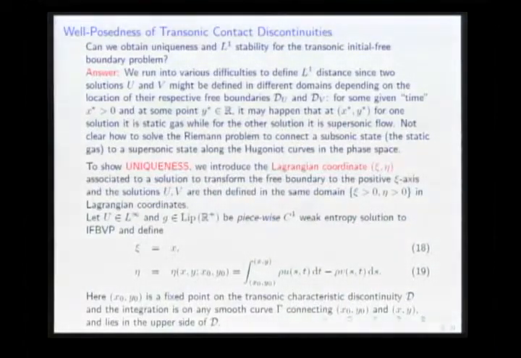So what we do is we introduce the Lagrange coordinate transformation so that the free boundary becomes a positive x-axis, and here the two solutions then become defined on the same domain. So we take a piecewise C1 weak solution and define the following transformation. These are the Euler-Lagrange transformation. Here, the point x0, y0 is a fixed point on the transonic contact discontinuity, and here (x, y) is a point in the domain. Moreover, we can choose any smooth curve, and this integration is along that smooth curve.